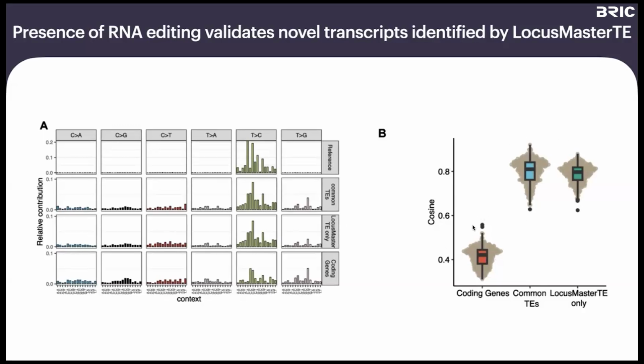In contrast, the coding genes, which serve as a negative control, have very distinctive patterns in the trinucleotides and also lower cosine similarity. All these findings suggest that the reads reassigned by LocusMasterTE are indeed derived from TE-associated RNA that undergoes RNA editing, and further validate that LocusMasterTE is capturing expression that genuinely comes from TE expression.